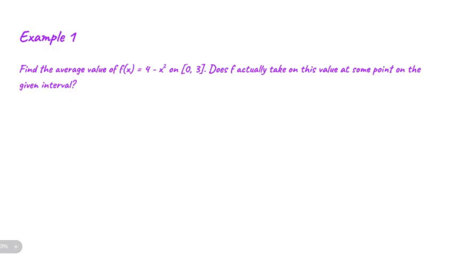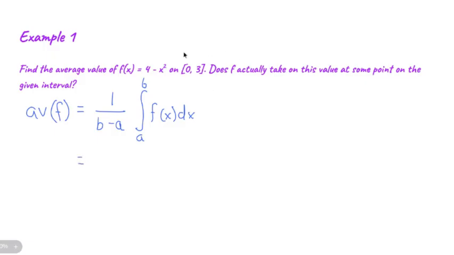All right. Find the average value of f of x being 4x minus x squared on 0, 3. Does f actually take on this value at some point on the interval? So let's remember that the average of f was equal to 1 over b minus a times the integral from a to b of f of x dx. So let's go ahead and plug in all our information.